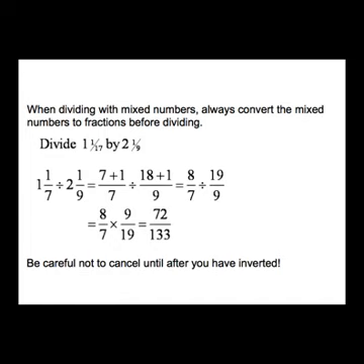Another one, when dividing with mixed numbers, always convert the mixed numbers to a fraction before dividing. So if you have 1 1/7 divided by 2 1/9, you'll take your 1 1/7, make it 8/7, and then take your 2 1/9, make it 19/9. So you have 8/7 divided by 19/9. Flip the divisor, so you have 8 times 9 is 72, 7 times 19 is 133. Be careful not to cancel until after you have inverted.